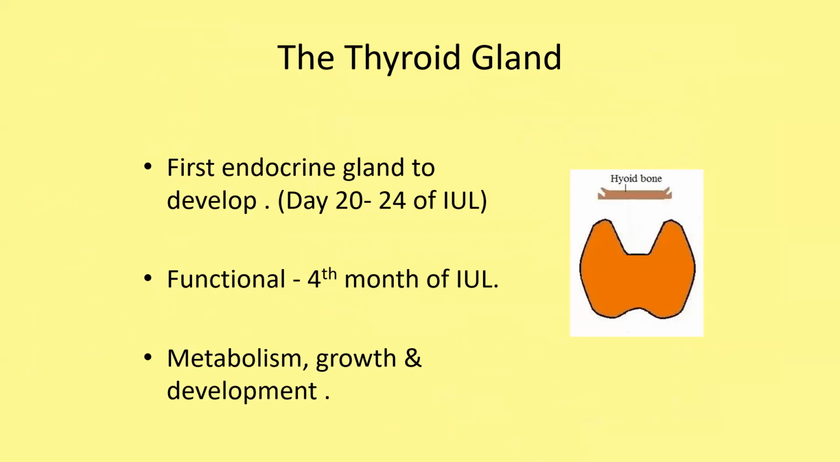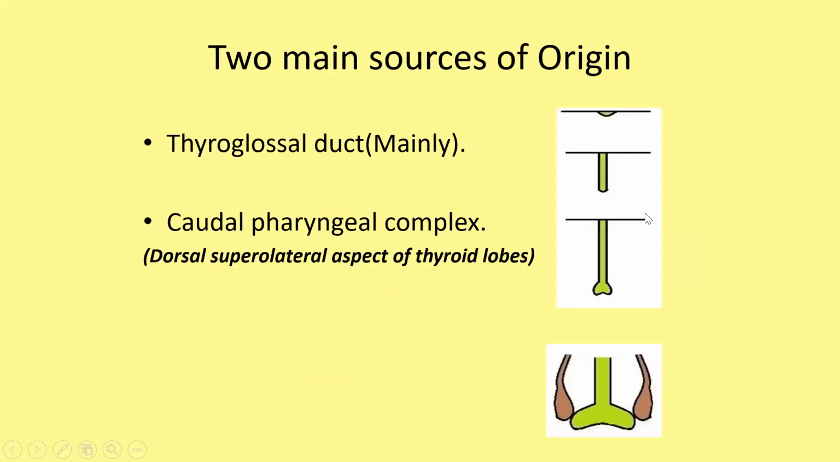This gland lies at vertebral level C5 to T1, and the hyoid bone lies superior to it at vertebral level C3. There are two sources of origin of the thyroid gland. It develops mainly from the thyroglossal duct, and the dorsal superolateral aspect of the lobes develops from the caudal pharyngeal complex.